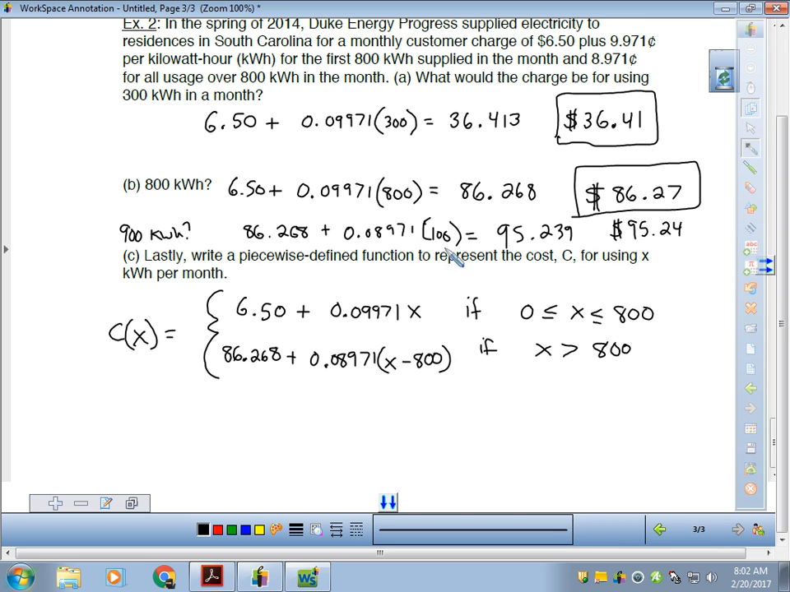And we kind of did that up here when we did 900. We said, oh, 100 was how much we were over when we were at 900. Well, how did we find that? We took 900 and we subtracted out the 800, and it left us 100 to multiply with. So this is the same kind of thing here. We've already paid for the 800 by doing this 86.268, so we don't have to pay for it again, so we subtract it out, and we only pay for the excess, a bit above 800. Okay? And so there is our piecewise defined function.